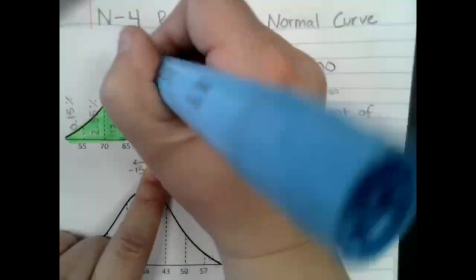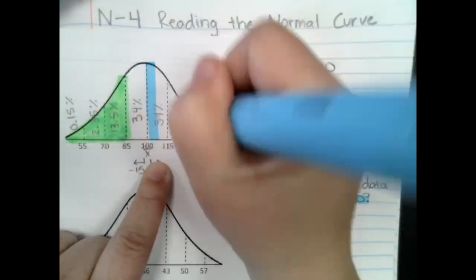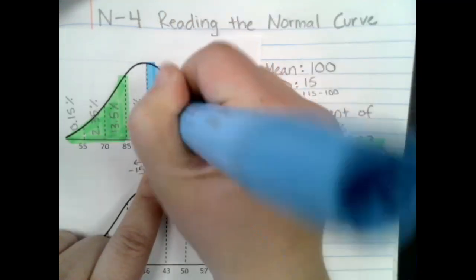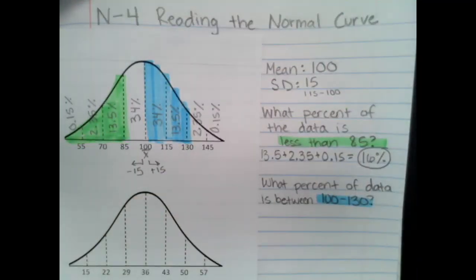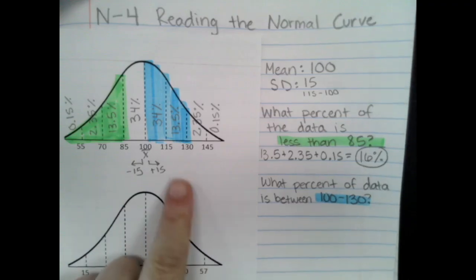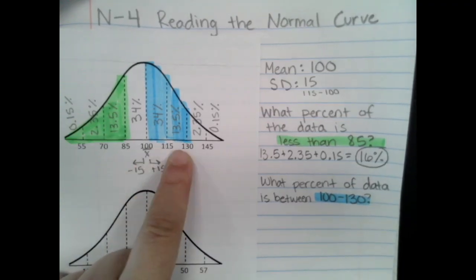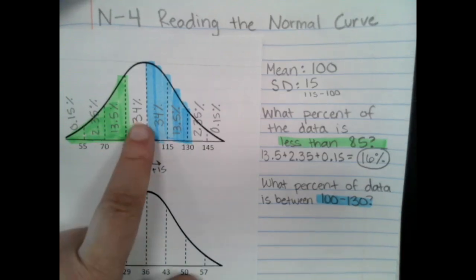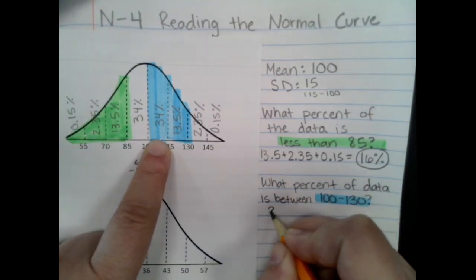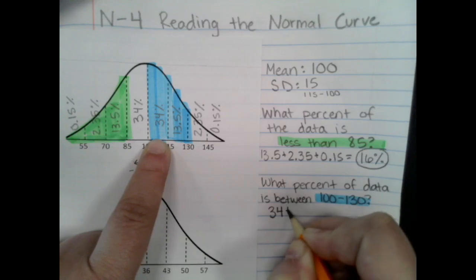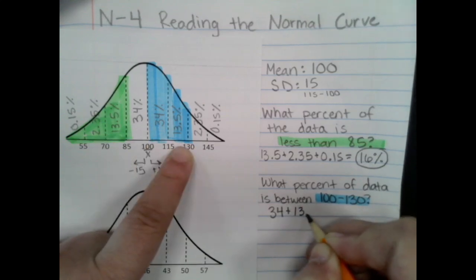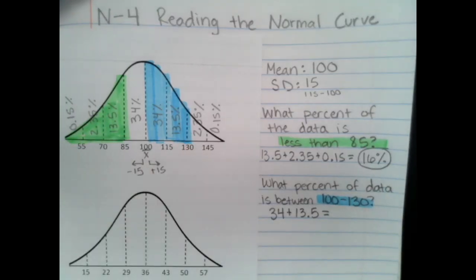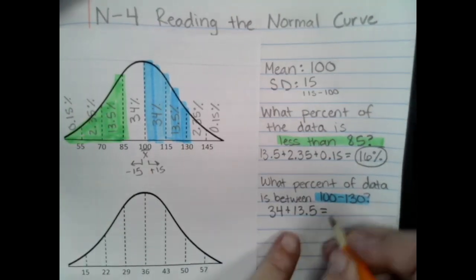So as I look from 100 to 130, I'm looking for the in-between. So this time it's just those two parts, those two distances, two standard deviations. So I'm going to add the 34 plus 13.5. And we get 47.5%.